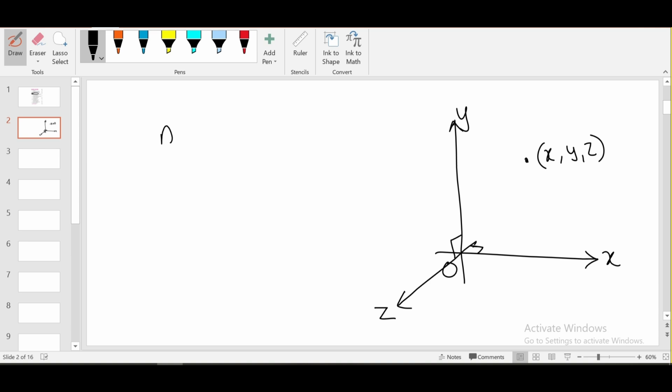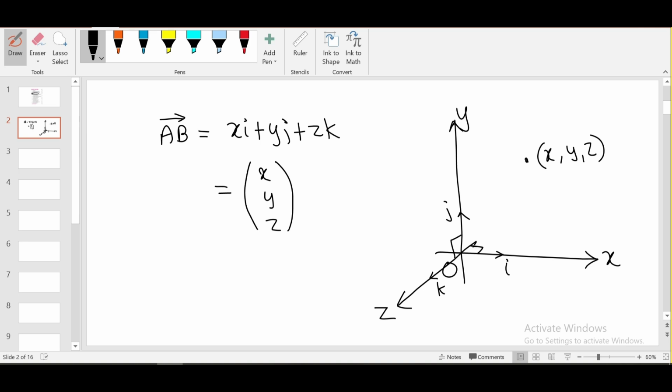So we write the vector in this form: xi plus yj plus zk. i is the unit vector along the x-axis, j is the unit vector along the y-axis, k is the unit vector along the z-axis. Or you can write it this way: x, y, z. That's how we denote a vector in 3 dimensions, and most of your past paper questions are from 3D vectors. Okay. Copy that, please. Yeah, I have it down.